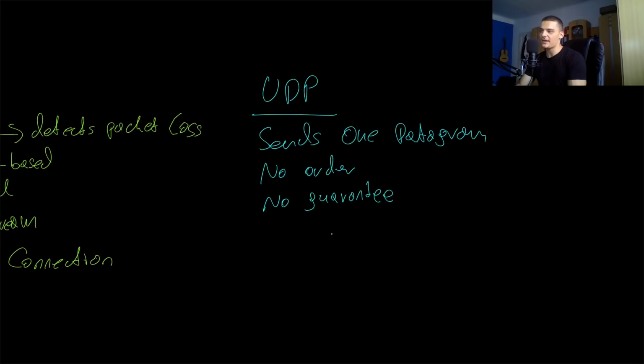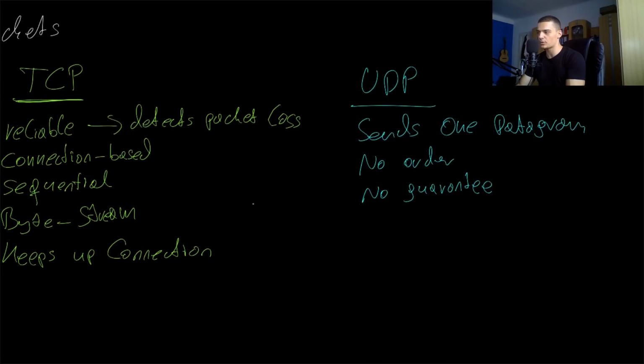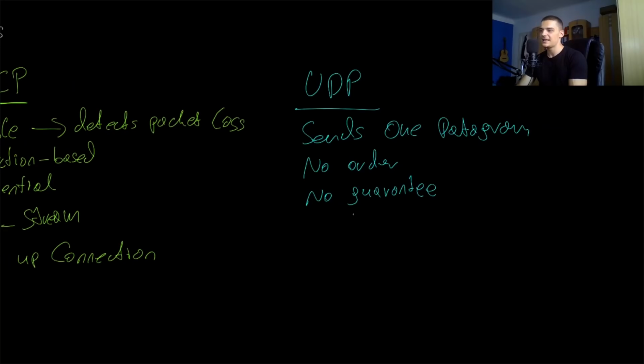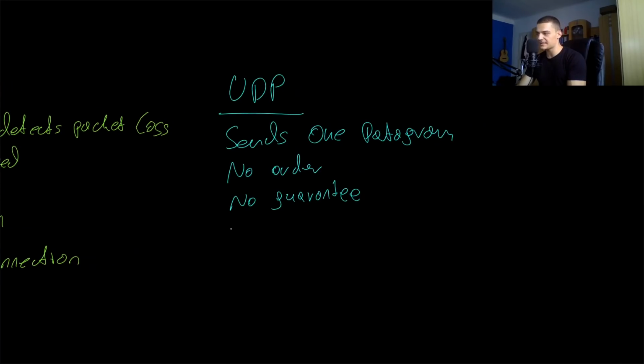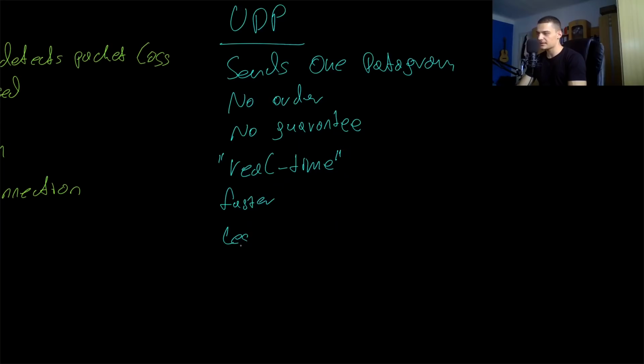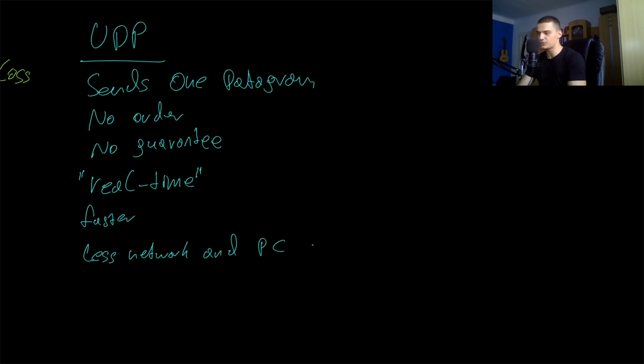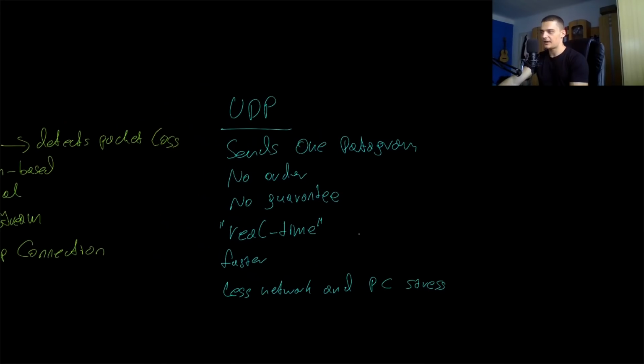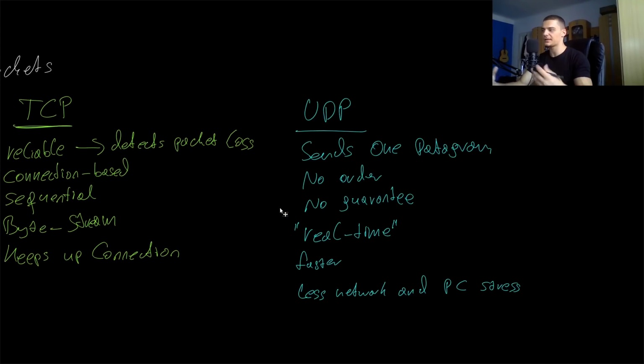So you might be asking, why the hell should I use UDP if TCP is so much more reliable and sequential and it has a connection, all that? The thing that is good about UDP is it is more real time. Doesn't mean that TCP cannot be real time, but UDP is faster. You can just say it's faster and it has less network and PC stress, because we don't need all these controls. We don't have a connection. We don't have all these detections. We don't have all this reliability, and this reliability, of course, comes at a cost. UDP is just faster, real time, and if some packets are lost, who cares?